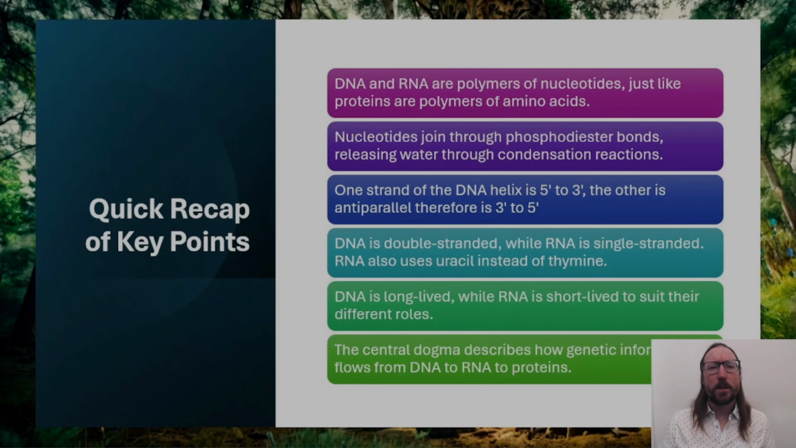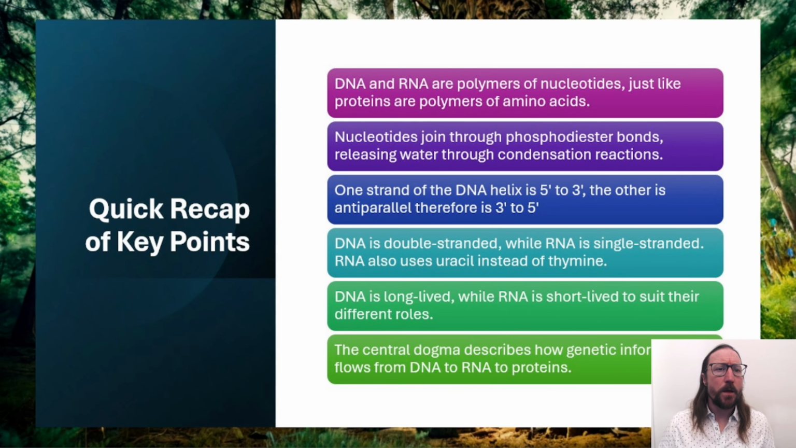Third mark. Let's quickly recap what we've learned today. First, DNA and RNA are polymers of nucleotides, just like proteins are polymers of amino acids. Vice versa, we've got the word monomer, which means the nucleotide is a monomer of DNA and RNA. Nucleotides join together through phosphodiester bonds, releasing water through a condensation reaction. One strand of DNA helix is in the 5' to 3' direction, and the other is anti-parallel, therefore it's running 3' to 5'. DNA is double-stranded, RNA is single-stranded.